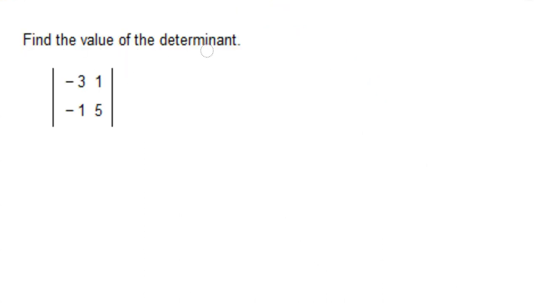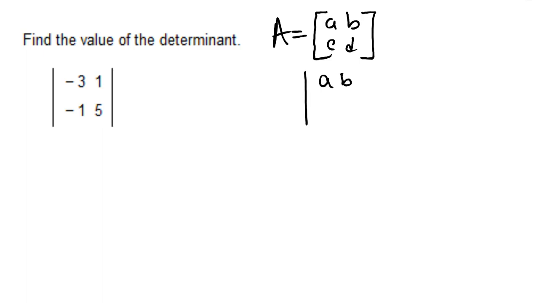Find the value of the determinant. So these vertical bars are the symbols that we use for determinant, and inside we have a matrix. There's a formula for calculating the determinant. So we have matrix A, which is A, B, C, D, and we want to find the determinant of matrix A, B, C, D. And the formula is A times D minus B times C.